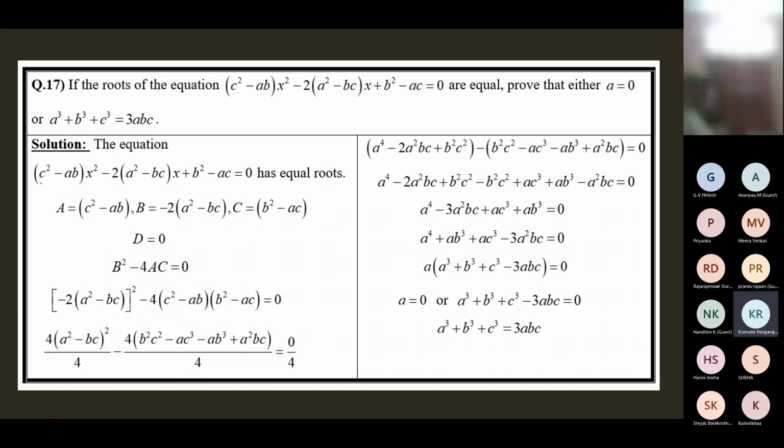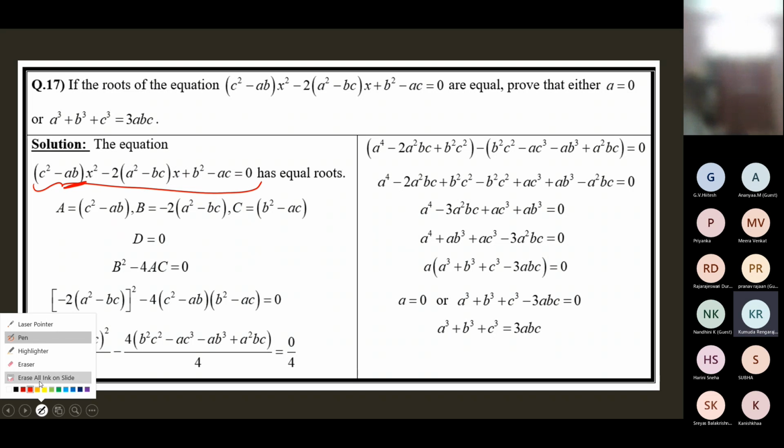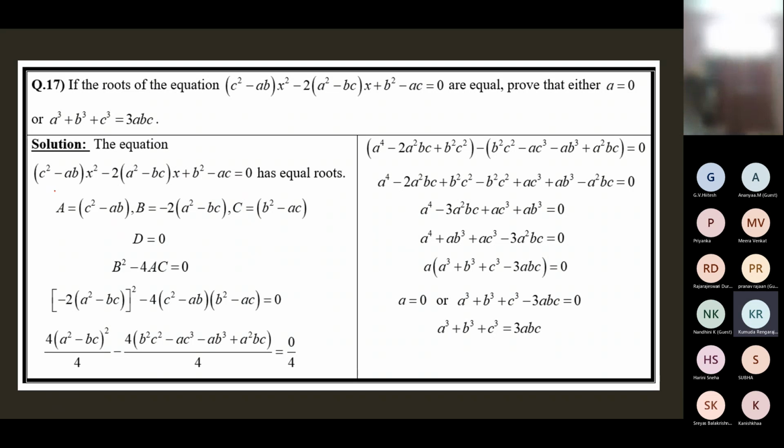So the given quadratic equation is in the standard form. The equation is showing its X square term, X term, and the constant. So you can pull the values of A, B, and C directly. And then since it's given that the equation has equal roots, D is equal to zero, which means B square minus 4AC is equal to zero. So now substitute the values.